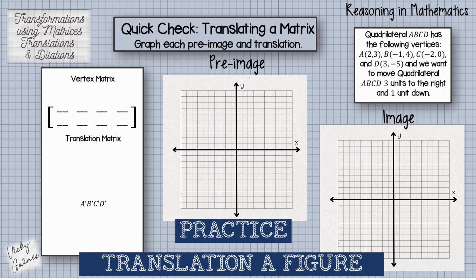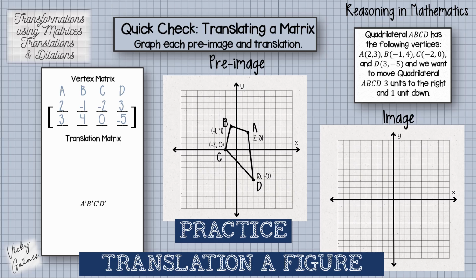So A is at the point 2, 3. We can graph that. B is at the point -1, 4. I'm creating my vertex matrix as I'm reading the problem. -1, 4 is right there. C is at the point -2, 0. So there's -2, 0. That's point C. And D is at the point 3, -5. So D, 3, -5. There's the point. There's our original. So that's the pre-image.